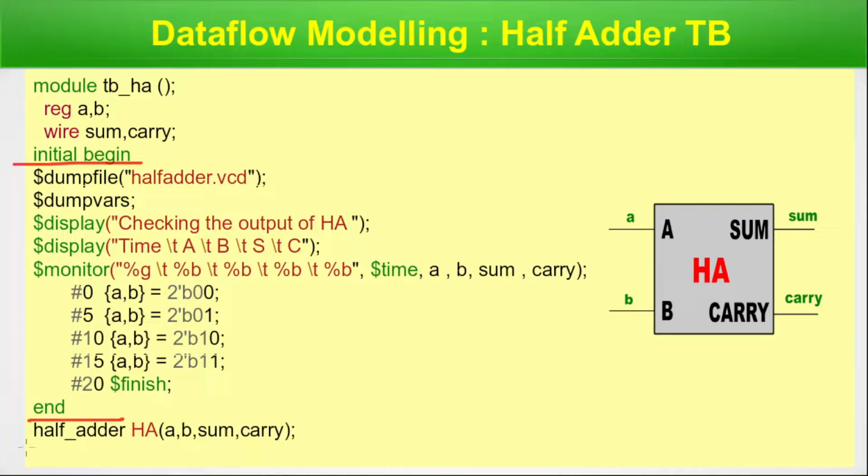And then we instantiate our half adder module using halfadder, and we give the instance name as HA, and we give the port names A, B, sum and carry. Already we have defined the types: this is reg and this is wire, right?